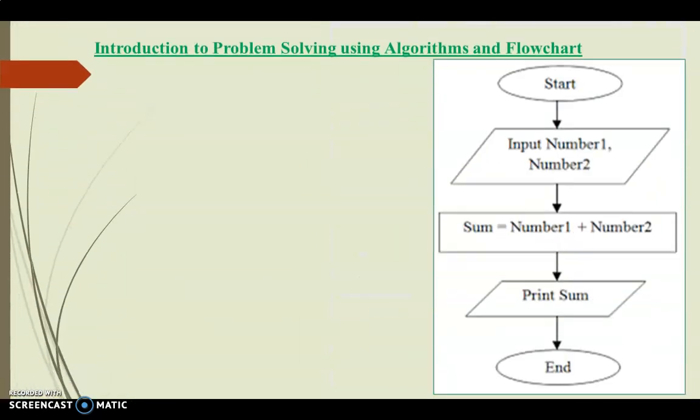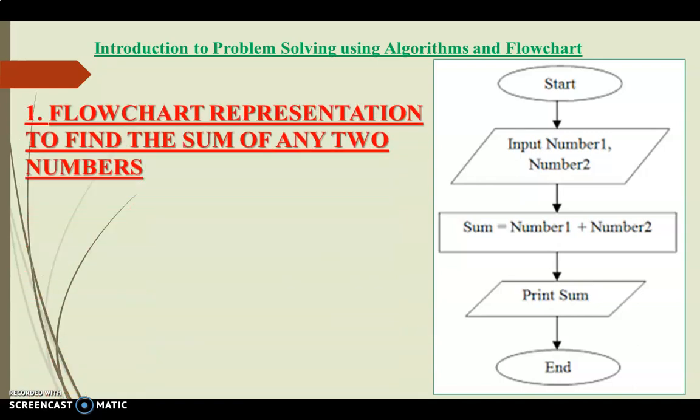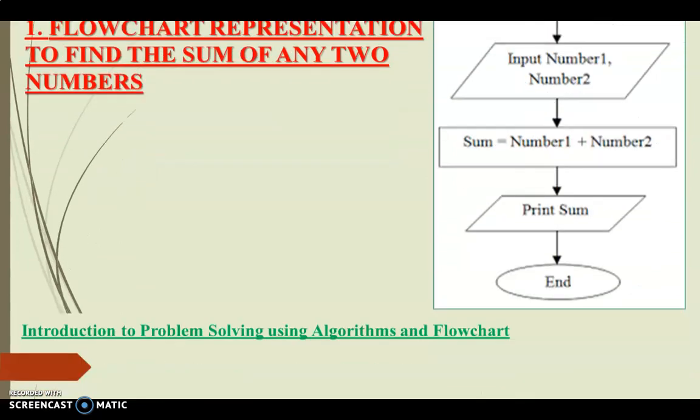Now we'll see different examples to draw the flowcharts. It's the same problem we are representing with the help of flowchart: how to find the sum of two numbers. Start is oval shape, input number 1 and number 2 is represented with parallelogram. In rectangle we see the process, sum is equal to num1 plus num2, and in parallelogram we are printing the sum, then end. All the statements are mandatory. You can see the flow lines from start to end, down arrow everywhere.